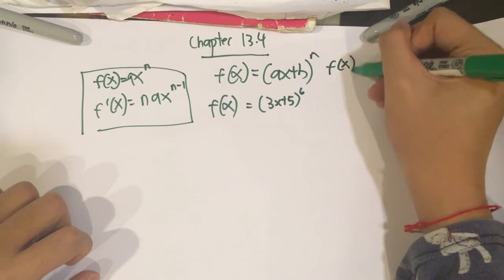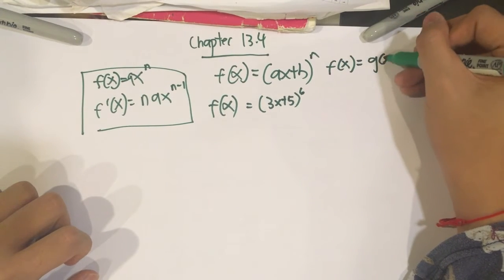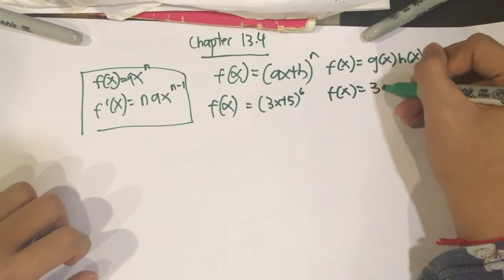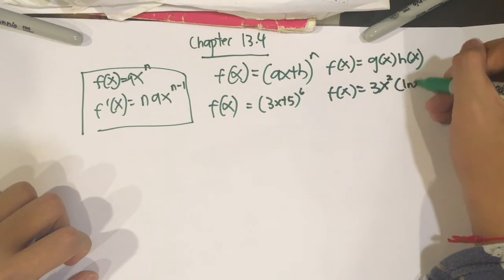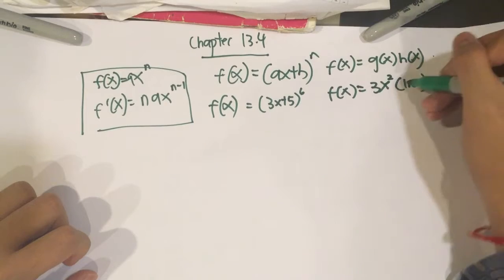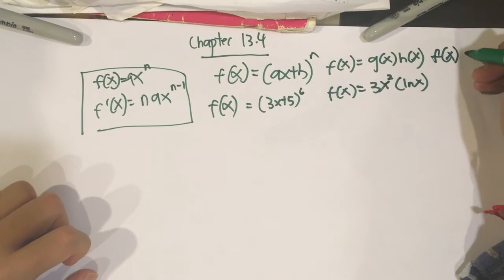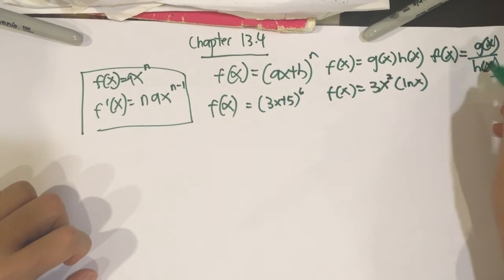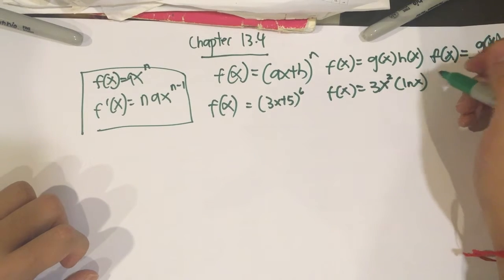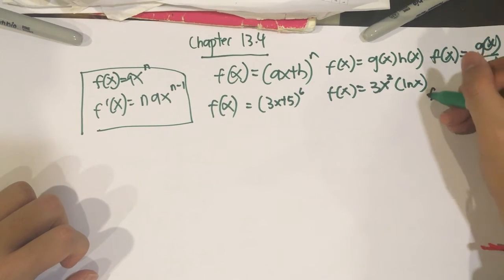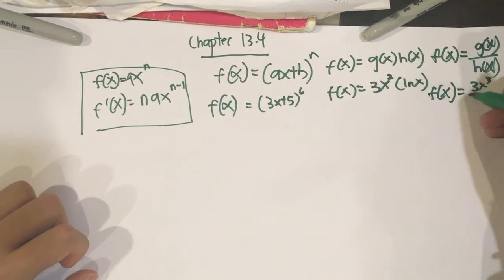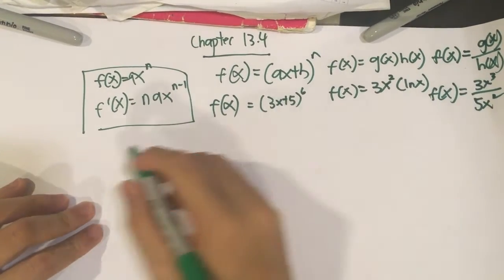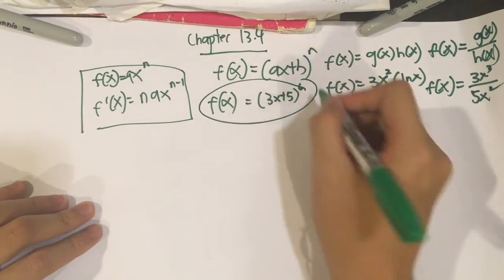Suppose you have a function that is a product of two functions like g(x) and h(x), something like 3x squared times ln x, or sin x or whatever. Then suppose you have a rational function in the form g(x) over h(x), where g(x) and h(x) are individual functions, and an example could be 3x cubed over 5x squared. We'll be doing all of these together. I'll do the derivative of this one first.